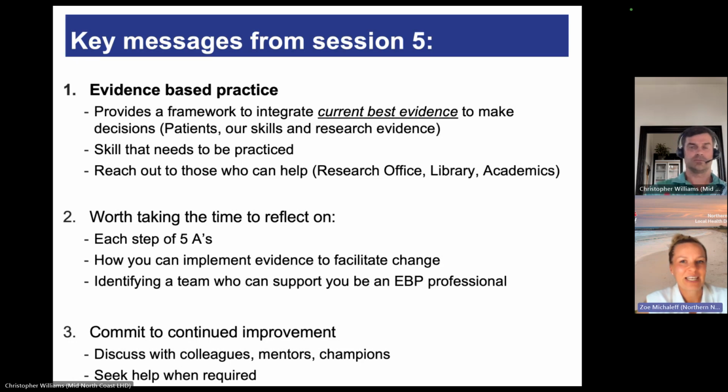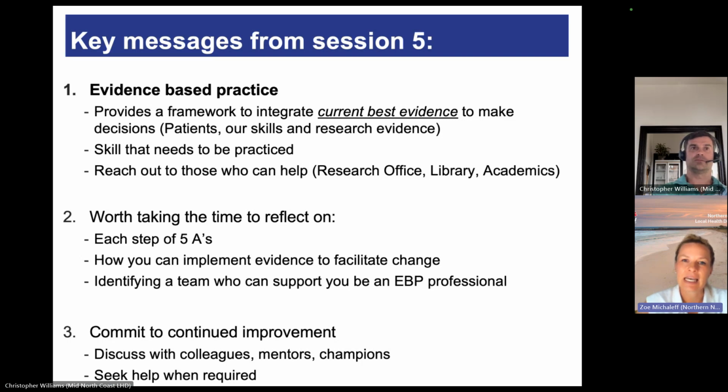We're definitely drawing to the end of our session now. So the key messages overall from the 5 weeks that we've been together and from today's session is that evidence-based practice provides us with a framework to integrate current best evidence to make decisions. If you recall way back to session 1, it's making our decisions more robust in that we're identifying and including best evidence from patients' perspectives and their family, your own skills as a clinician, and then research, and combining this information to inform our decisions.